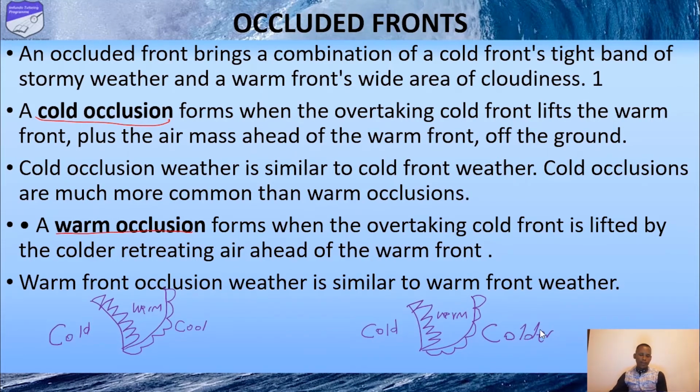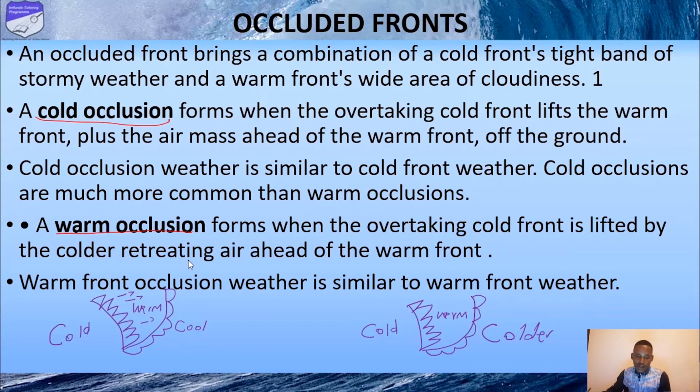Colder air. Let's explain the cold occlusion first. We said this is our cold occlusion here. And a cold occlusion happens when this cold front moves forward. Now what does it do when it reaches the warm front? It leaves the warm front. When it reaches the warm front, it leaves the warm front.